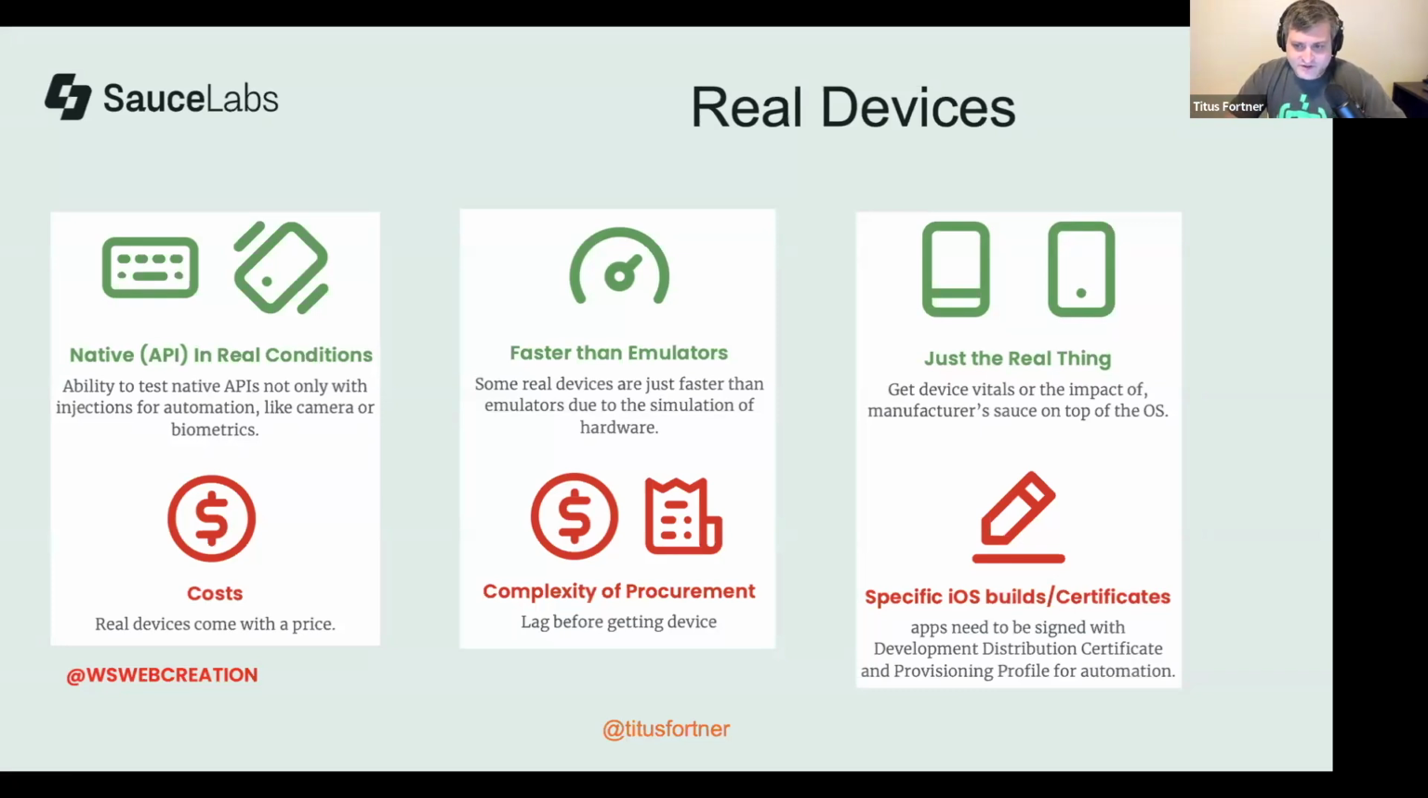But nothing really beats the real device when it comes to what the user is actually using to access your site. These make sure that you've got the native API, the thing that's actually being used by the user. Often it's faster than emulators. It takes a while to spin up, so it's faster to get a real device than it is to spin up an emulator or simulator on Sauce Labs. And then the actual execution is often faster on a real device than an emulator due to hardware, and obviously simulation takes processing power. So there's a lot of advantages to actually using the real device.